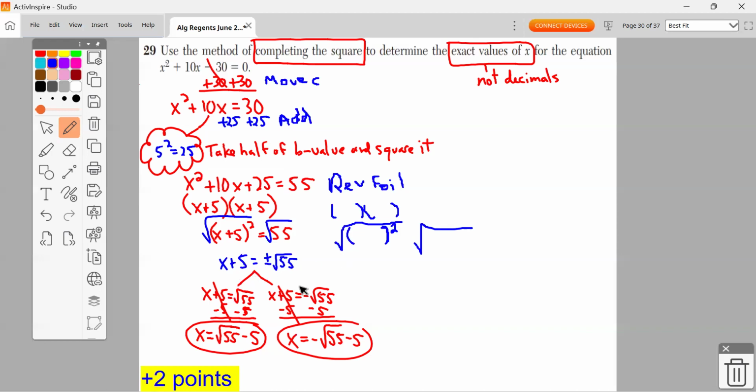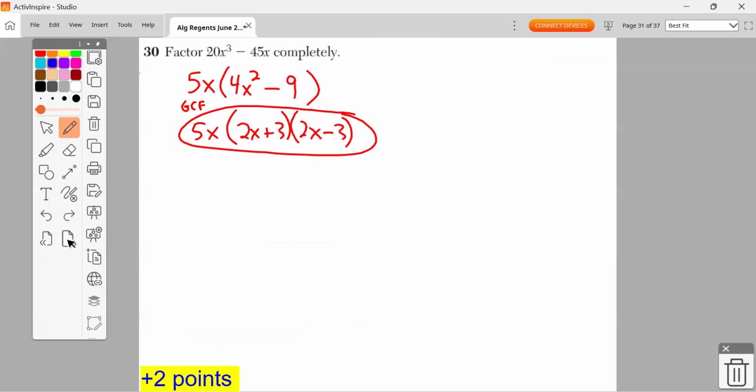Then we want to split it. X plus 5 equals radical 55. X plus 5 equals negative radical 55. Solve for x: minus 5, minus 5. We get radical 55 minus 5 and negative radical 55 minus 5. If you wrote it as plus or minus radical 55 minus 5, you're fine. We don't want to change them into decimals because we want the exact values.